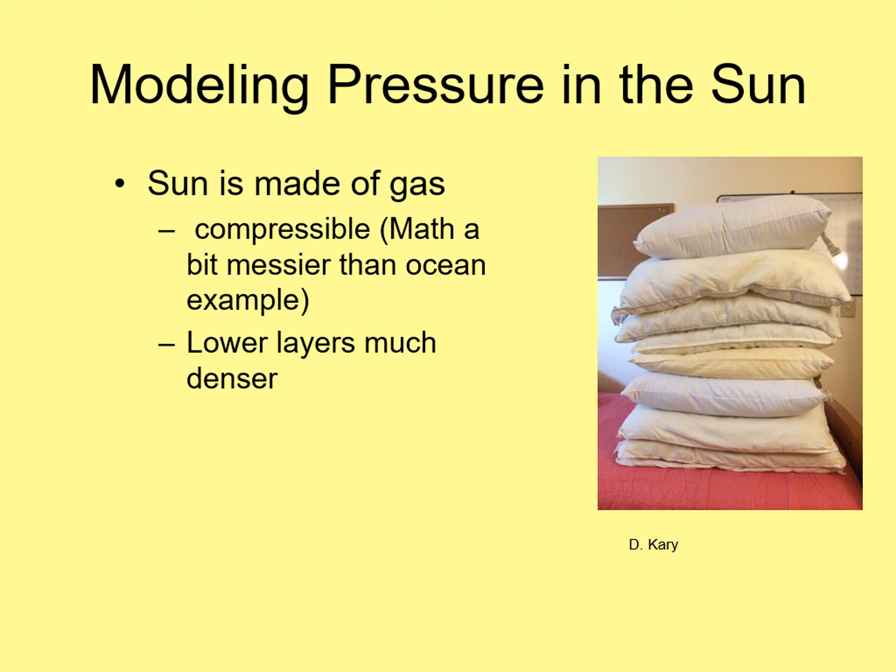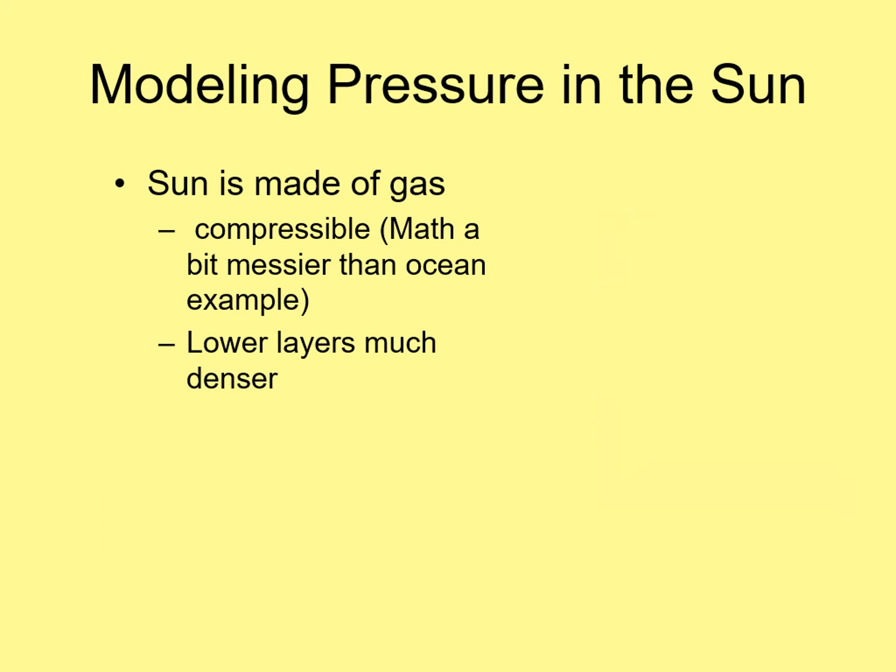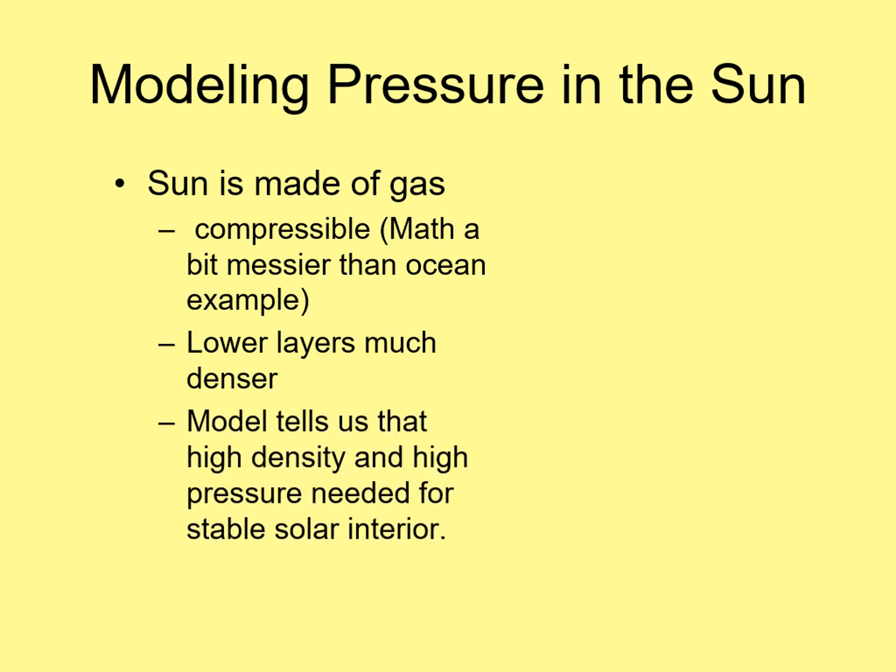In other words, the bottom pillow has the highest density, and with all that mass packed close together in the center of the sun, the gravitational force is large. To take account of all of this in our model, we'd end up with a challenging calculation. But for our purposes, it's enough to realize that the pressure and density in the solar interior are far greater than at the surface. Our model tells us that they have to be, or the interior would not support the outer layers. In the next slide, we'll look at the numbers.